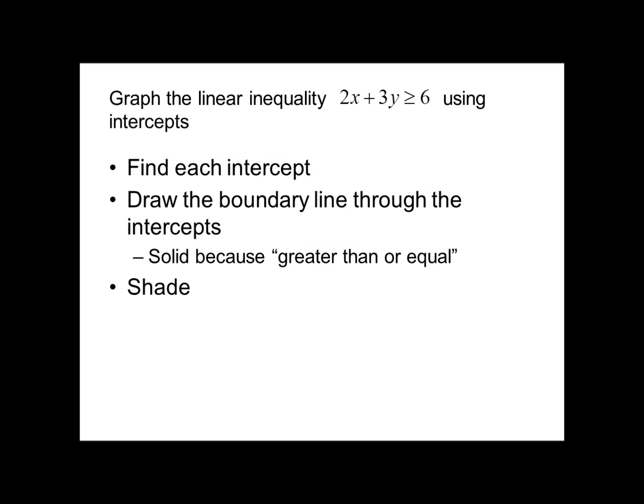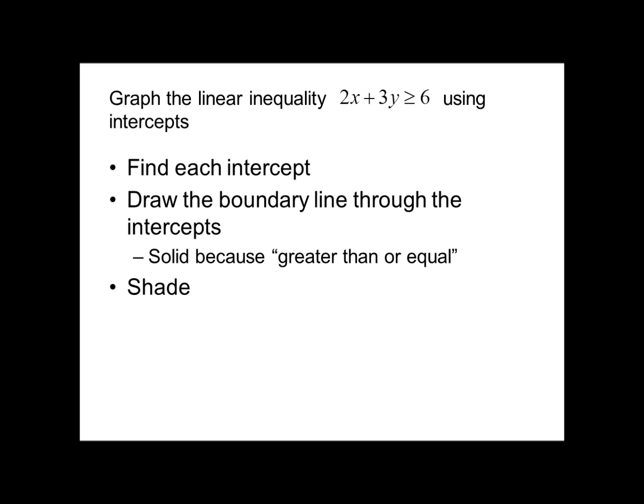Now, if we want to graph the linear inequality 2x plus 3y is greater than or equal to 6, probably the best way to do it is with intercepts. It's easy to find intercepts when it's in standard form, general form like this. We're going to find each intercept, both x and y. We'll use those intercepts to draw the boundary line. Now this boundary line will be solid because it's greater than or equal to. Whenever you see that or equal to, our boundary line is a solid line.